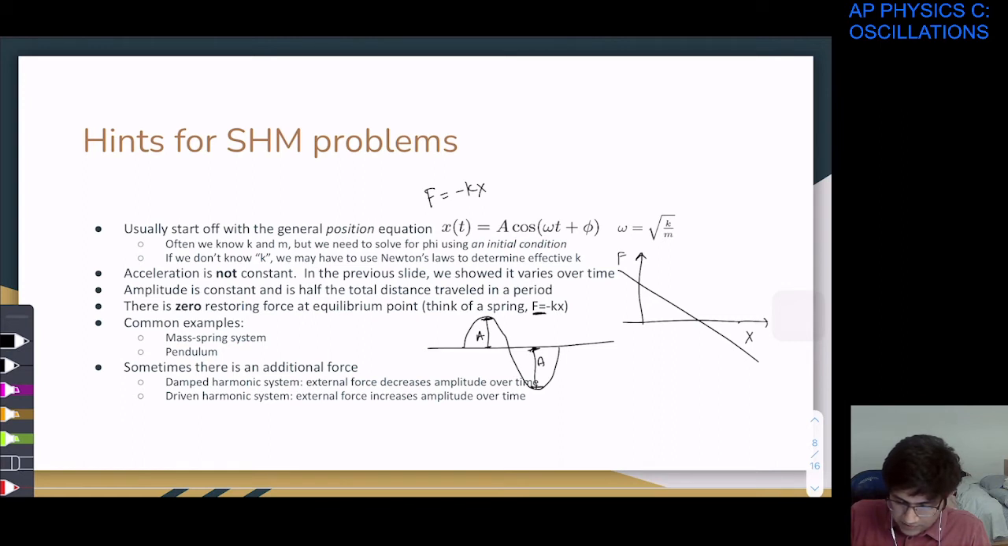So if we look at our maximum and our minimum points, we might be at +10, and we go to -10. Our amplitude is half of that, so it would just be 10.